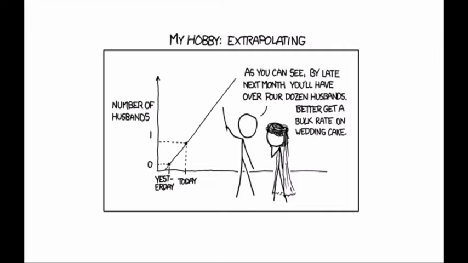This is my favorite. So, as you can see, by late next month, you'll have over 4 dozen husbands. Better get a bulk rate on wedding cake. Because yesterday she had 0 husbands. Today she had 1 husband. If she continues on at this same rate, next month she'll have over 4 dozen.